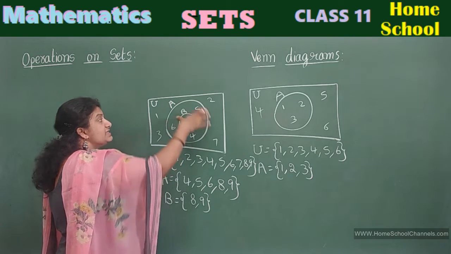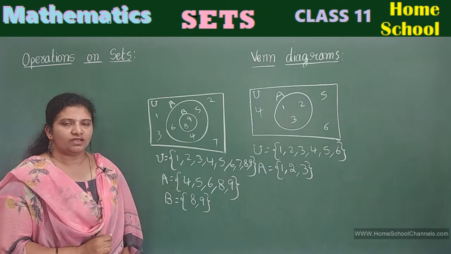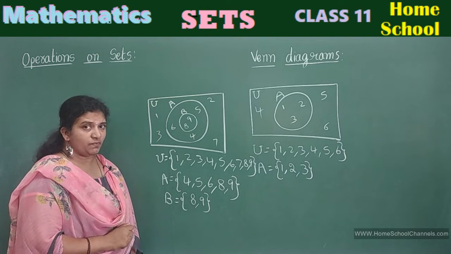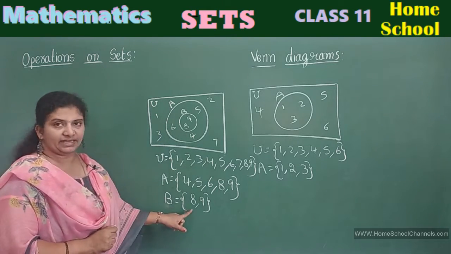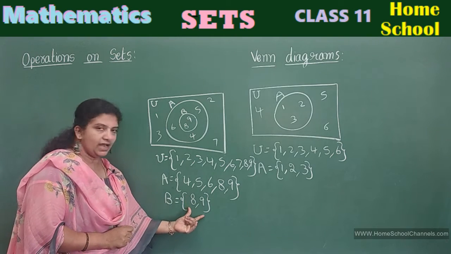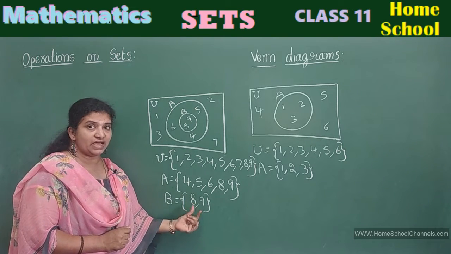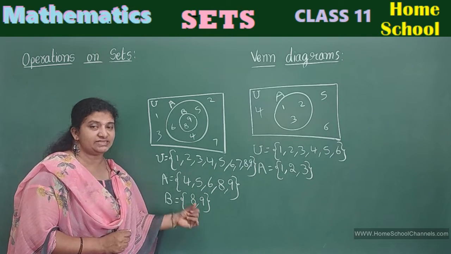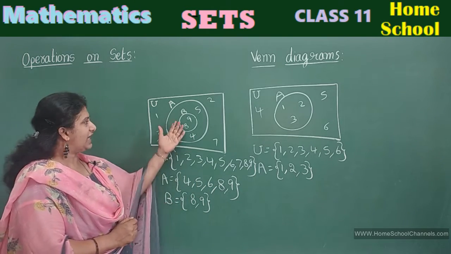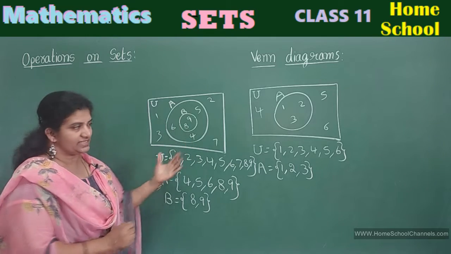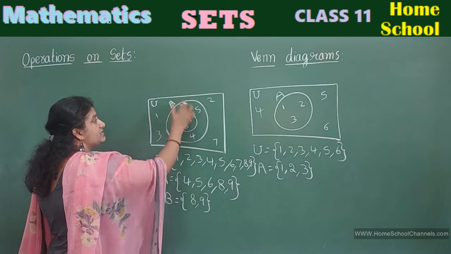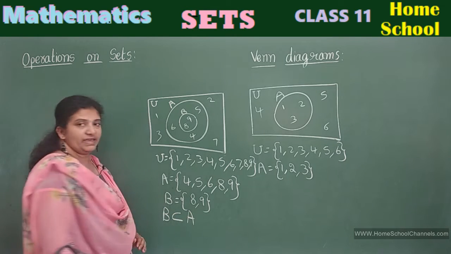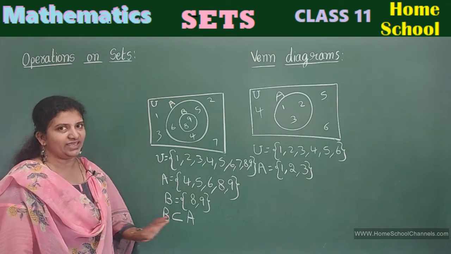See here, when you have two circles like this, I can say that set B is a subset of set A. How is it possible? Look here, set B: 8, 9. These two elements are also present in set A. So, B is a subset of A. Directly, you can say B is a subset of A.